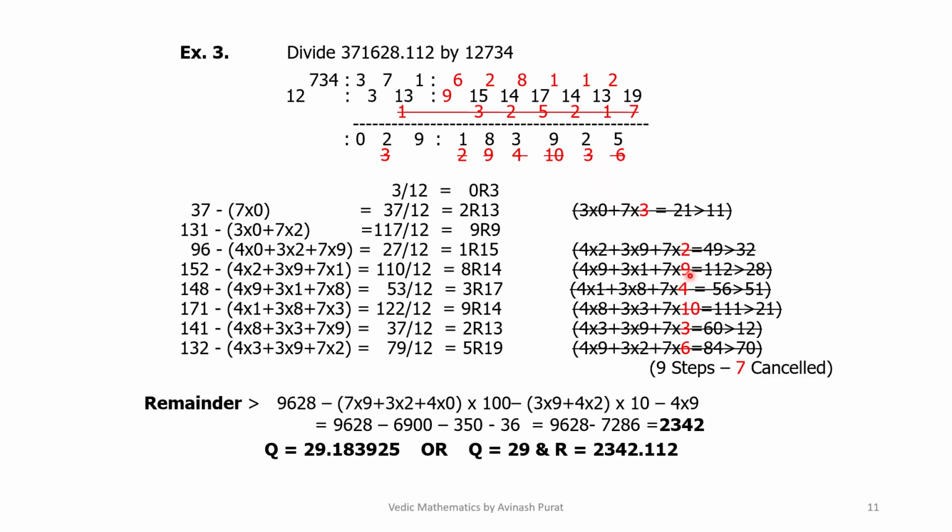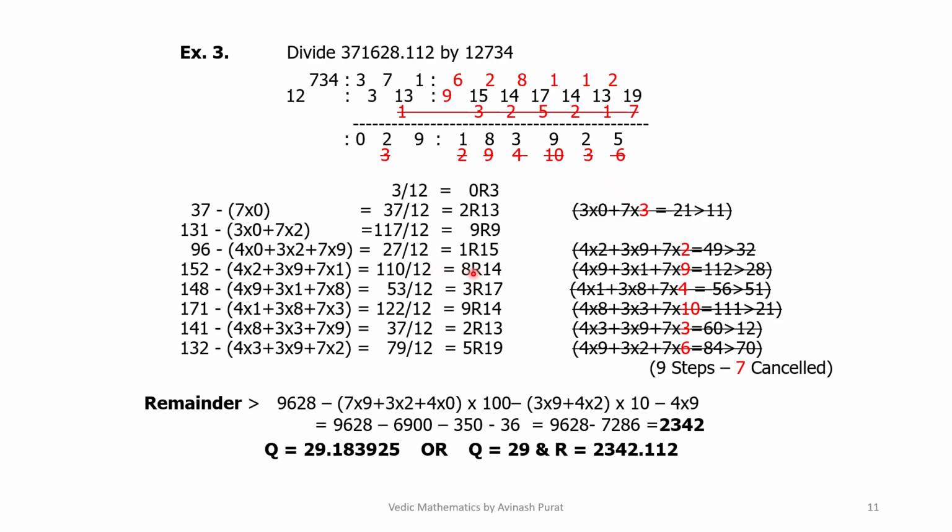Everywhere you will see that if you take higher quotient, the next step dividend would be less than the remainder. Remainder and dividend minus remainder. So 152 minus 4 into 2 plus 3 into 9 plus 7 into 1, that is 110 divided by 12.